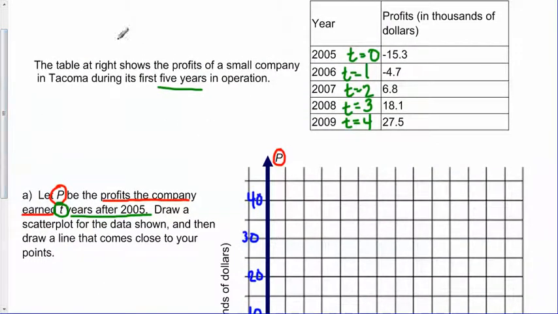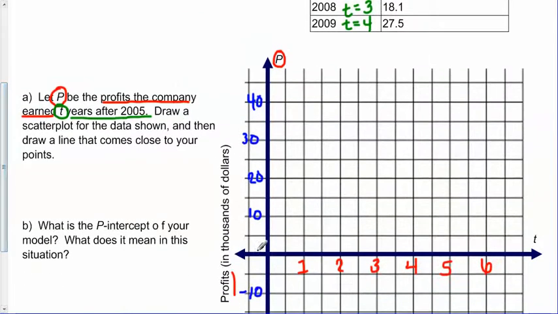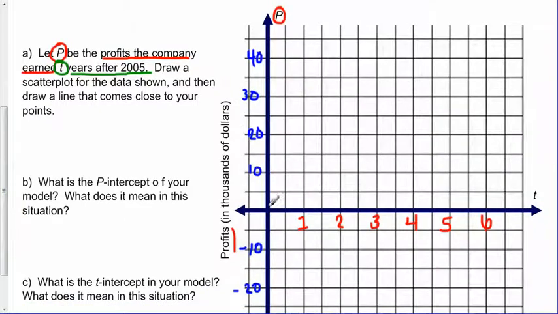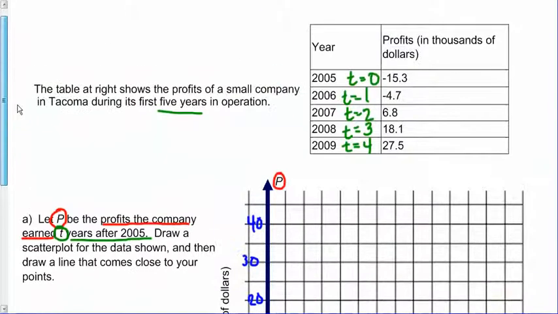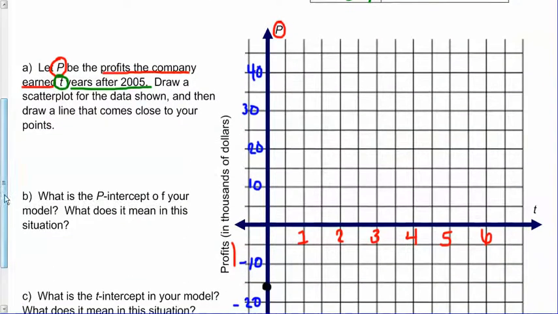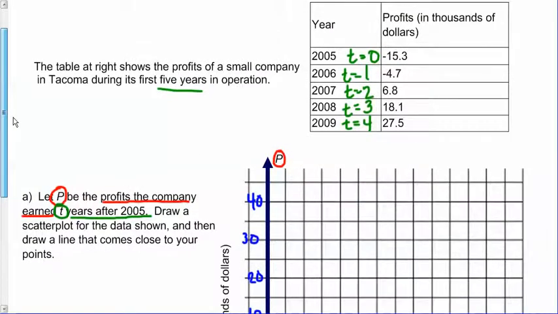So we have the point 0, -15.3. I need to go down just a little bit further. So it's 0, -15, and then just a little tiny smidge below that. Okay, so there's that 0, -15.3. Now we're going to do 1, -4.7. So at 1, it's -4.7, which would just be a smidge above the -5. Okay, there's -4.7.